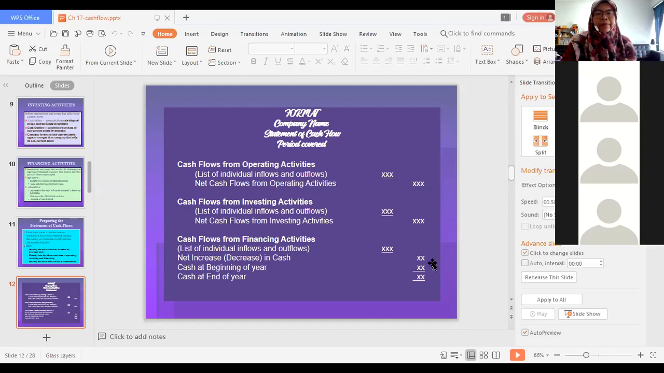After you get the total amount here, you add the cash beginning, meaning last year's cash balance, and then you should get back this year's cash balance, cash at the end of the year. So that is regarding the format.